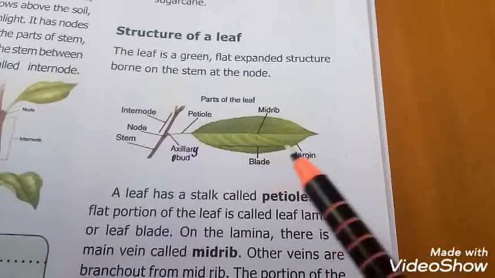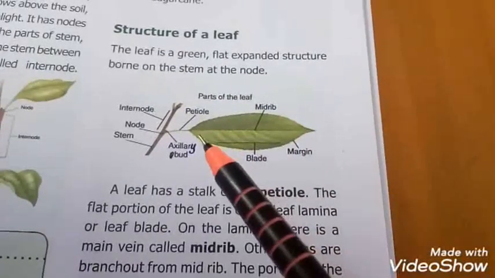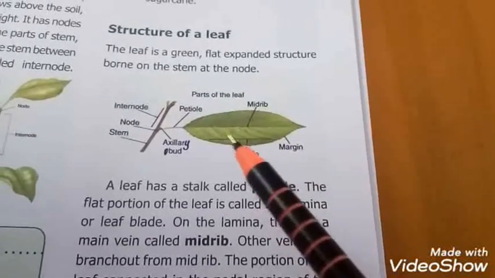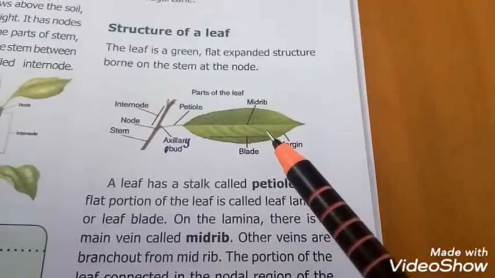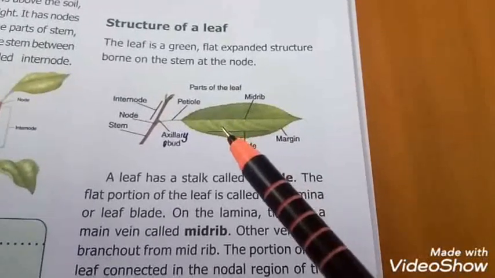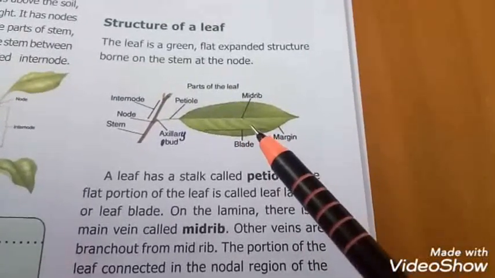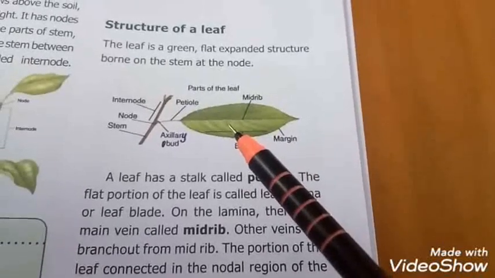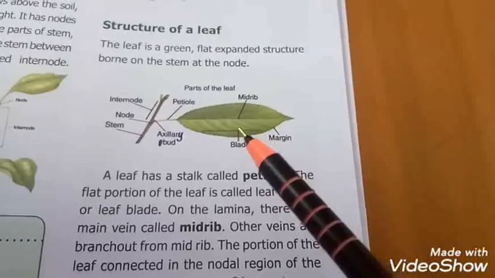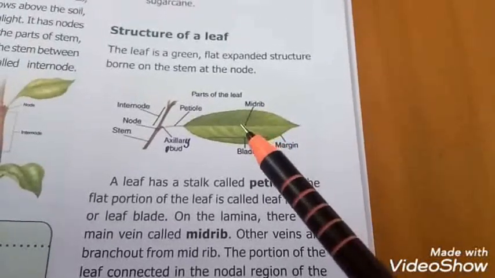Why are these leaves green in color? The reason is that they have chlorophyll. Chlorophyll is the reason the leaves are green in color, and the back of the leaves has some small pores. We can't see them, but they have small pores. That is known as stomata.